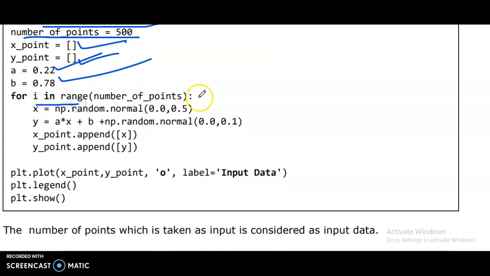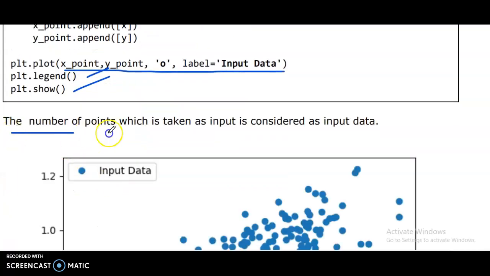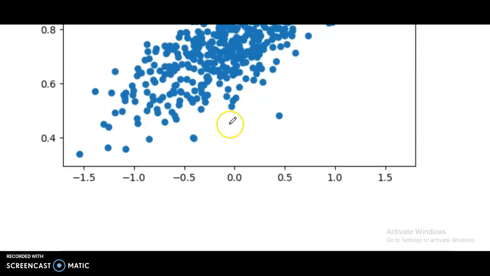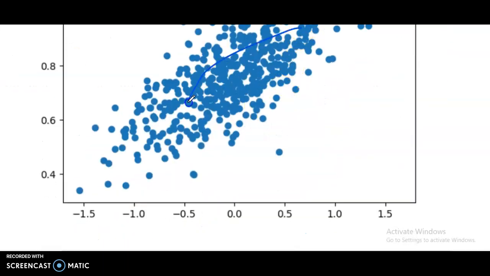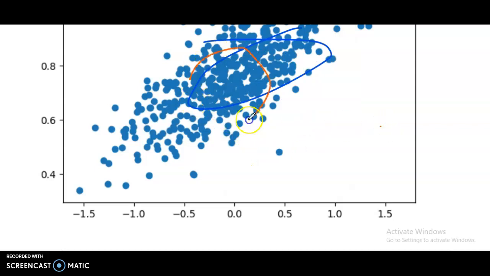For i in range number of points: x = np.random.normal(0, 0.5), y = a * x + b + np.random.normal(0, 0.1), x point append x, y point append y. Plot x point, y point, label input data. Plot legend, plot show. The number of points taken as inputs is considered the input data. Linear regression.